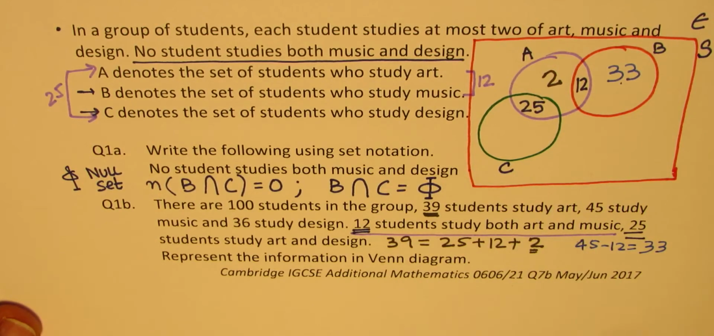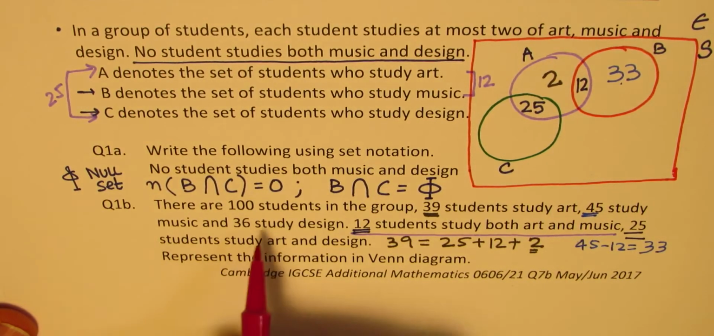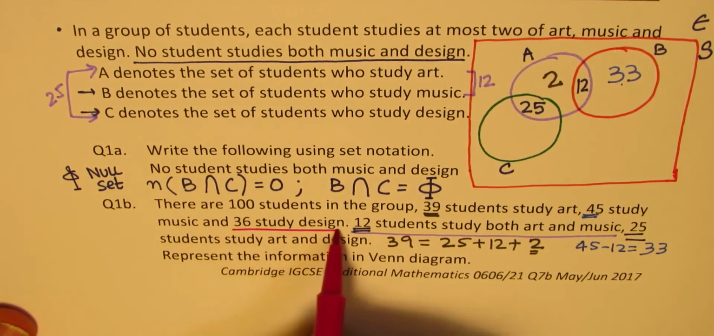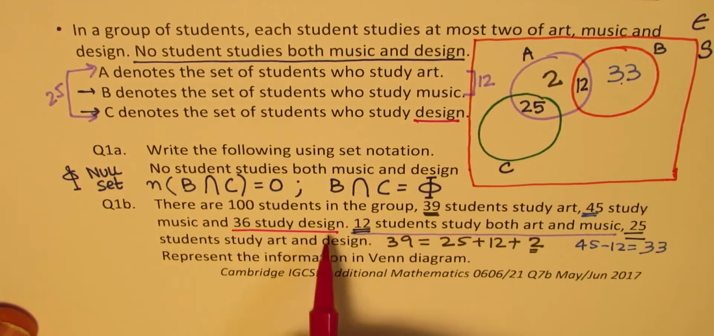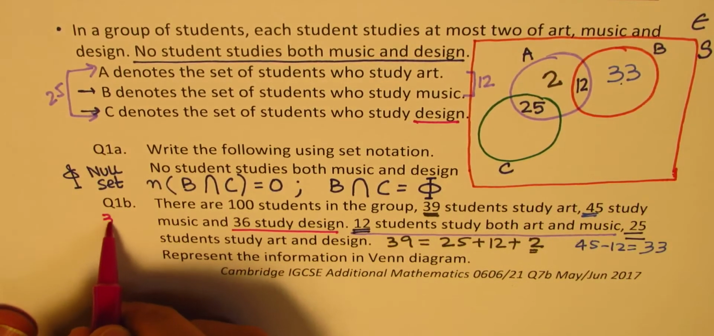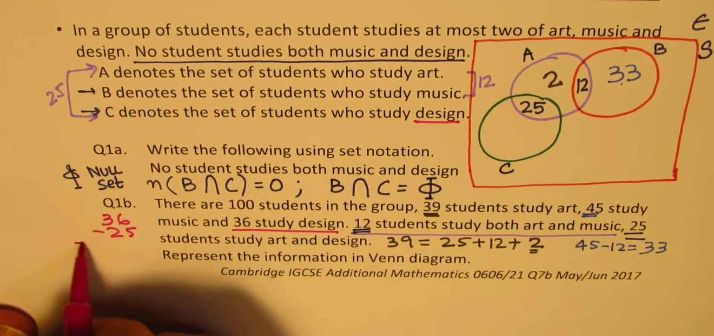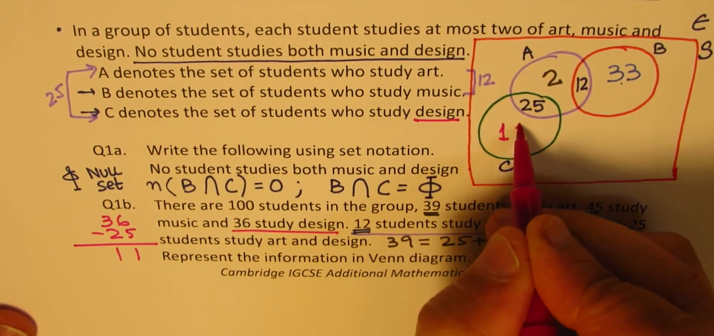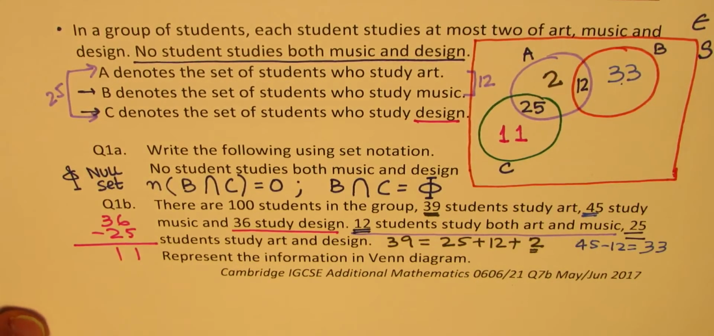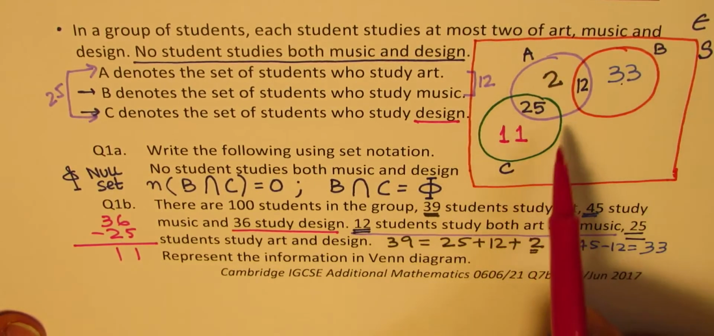Now the last thing which we want to understand is, we have taken care of 45 also. The last thing is 36 study design. So C is design for us, right? C is design for us, 36. So we will take away what is common, 25, from 36 to get our answer, right? So that is 11. So the number 11 comes here. Is that clear to you? That is how we'll get all these numbers which are inside.